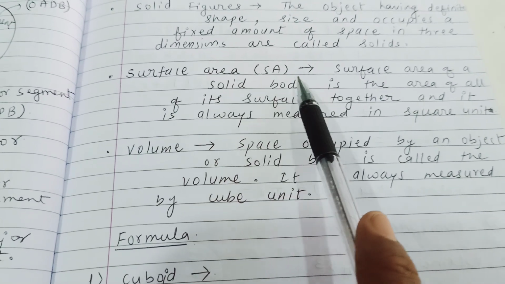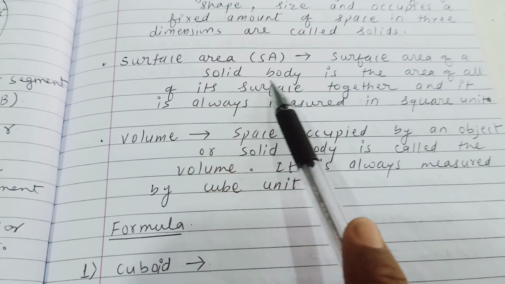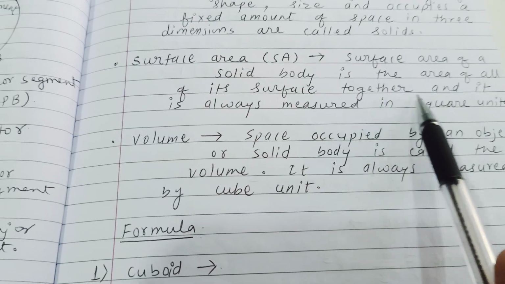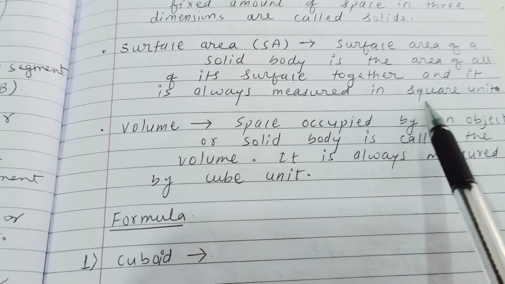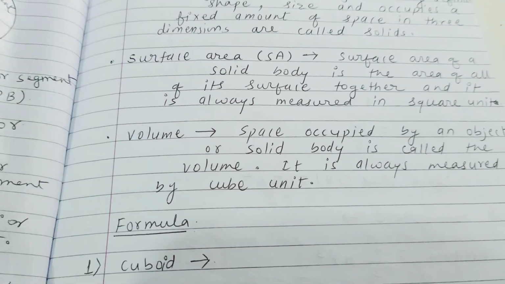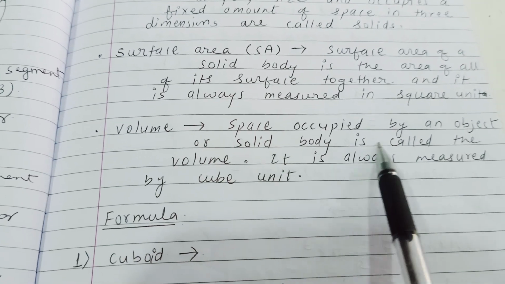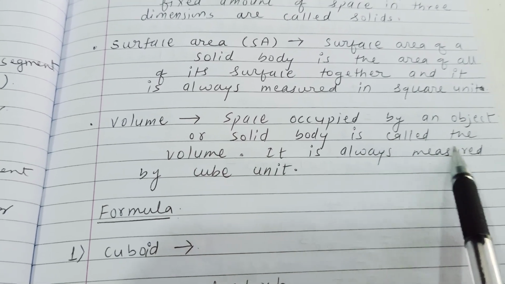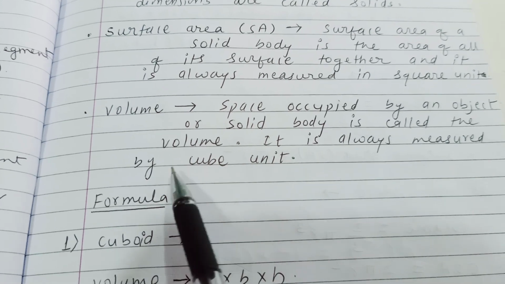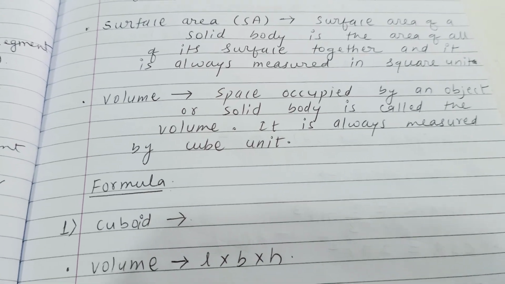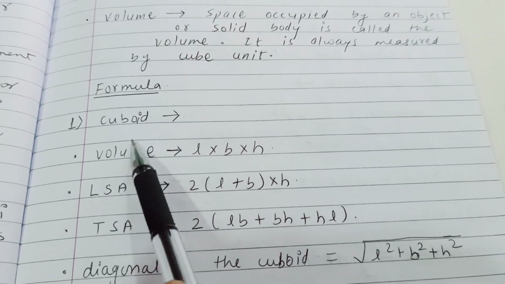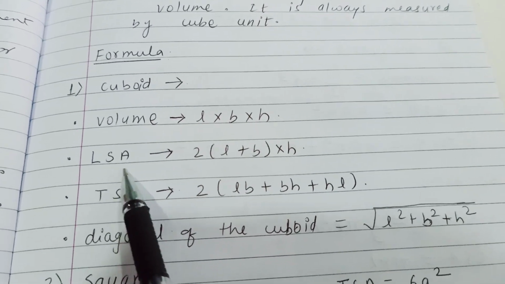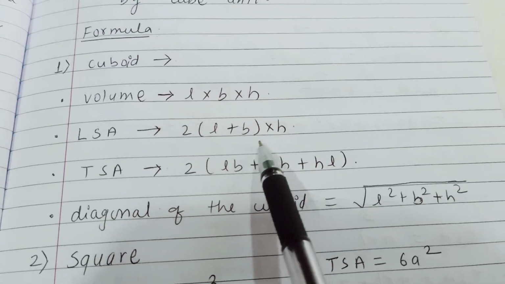And what is the surface area? I say, surface area of the solid body is the area of all of its surfaces together, and it is always measured in square units. Clear? Yes. And then what is volume? So space occupied by an object or solid body is called the volume, and it is always measured in cube units. Now there is the formula. Now listen. Cuboid. So volume is L into B into H. Lateral surface area, that is 2 in bracket L plus B into H.